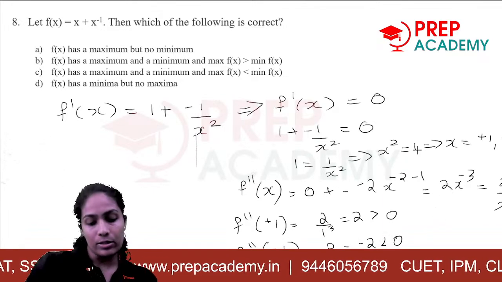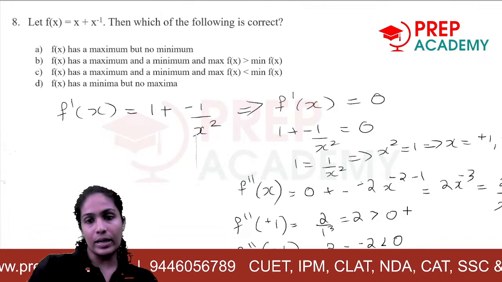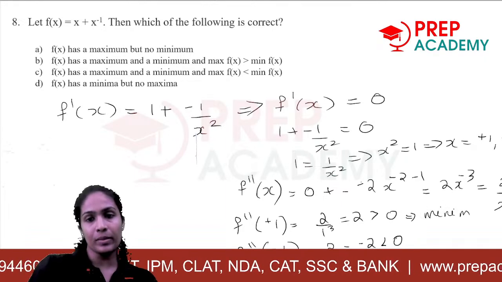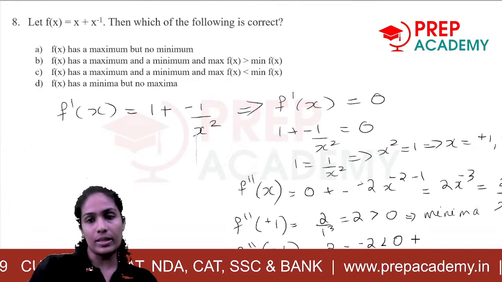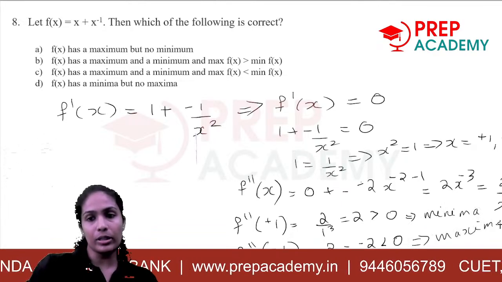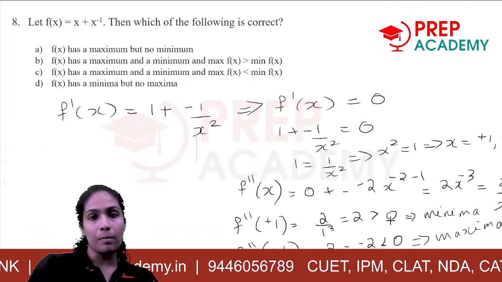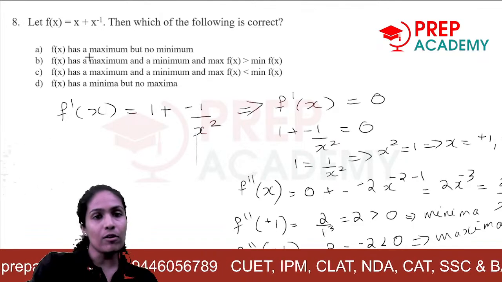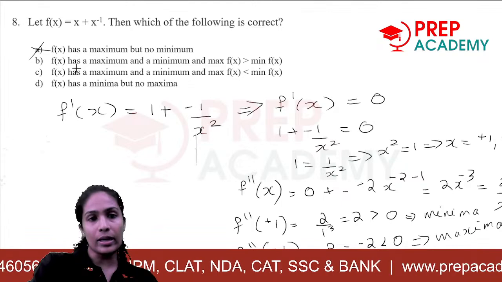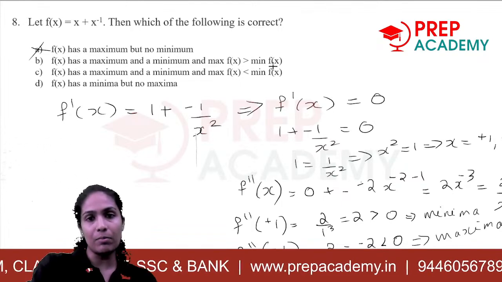So according to the condition of maxima and minima, if the second derivative at a critical point is greater than 0, then the function will have a minima there. And if the second derivative at that point is less than 0, then the function will have a maxima. So here the function has both the minima and maxima. The first option, f(x) has a maxima but no minima, is not true. Second option, f(x) has a maxima and a minima, and the maximum of f(x) is greater than the minimum of f(x).